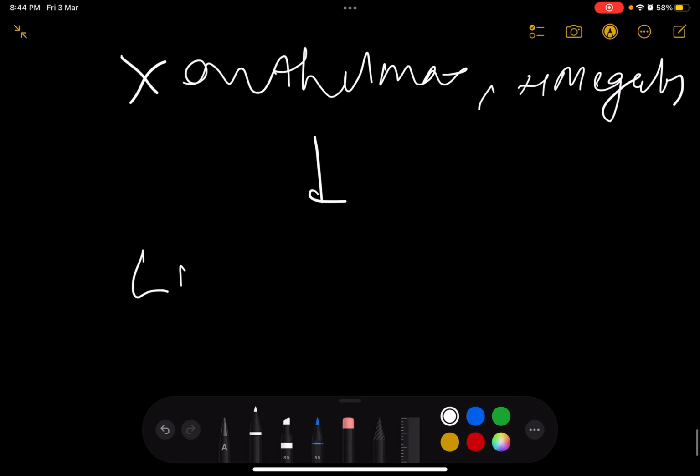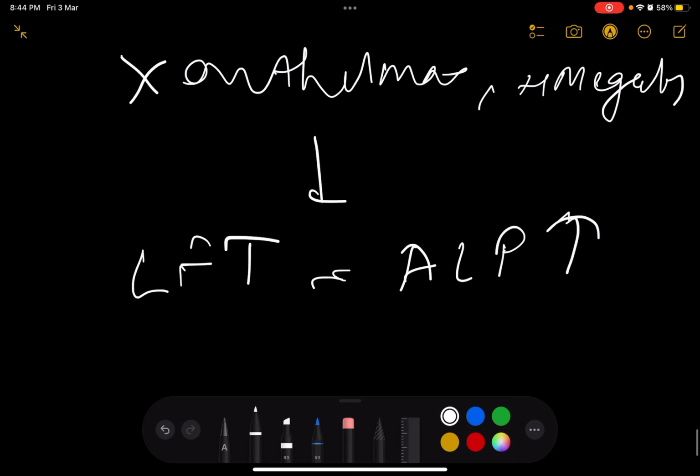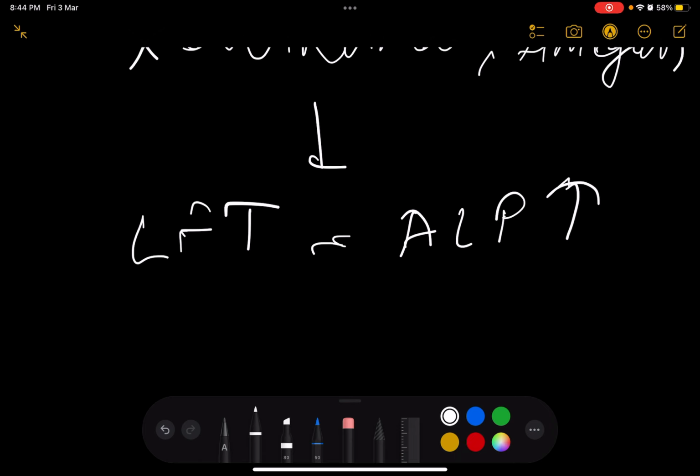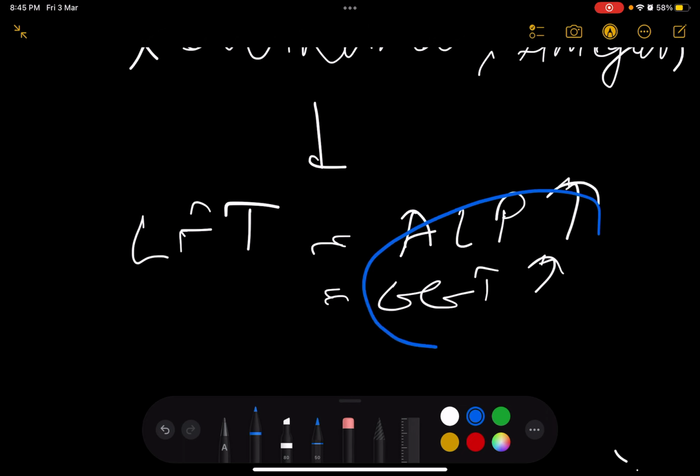Or actually, you can first do your LFT. If your ALP is elevated, they're saying it straight up, and they're also saying your GGT is elevated. Now, I am pretty sure that from basic biochem lectures we know that ALP and GGT both high means there is a bile duct obstruction. Intra, extra, whatever.